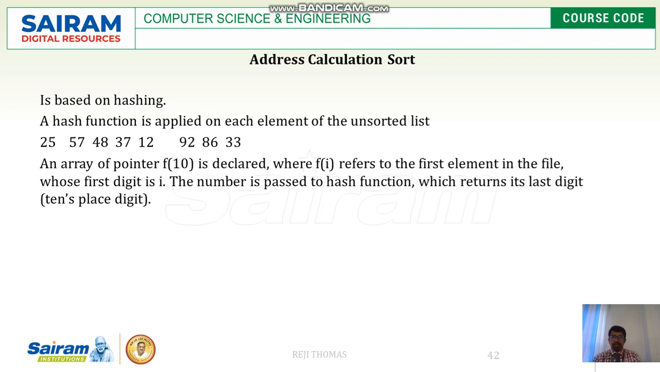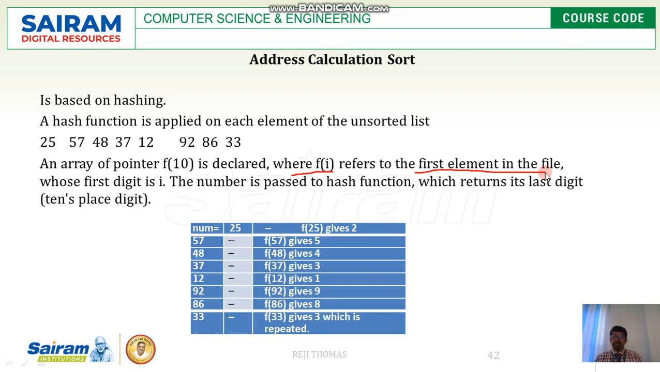Normally, if you take f of i, as you can see on the screen, we use a hashing function f of i, which refers to the first element in the file whose first digit is i. When I apply this function to a particular number, say f of 2, it is going to give the second number in the given digit. So let us see this in detail. These are the hashing techniques we are going to use.